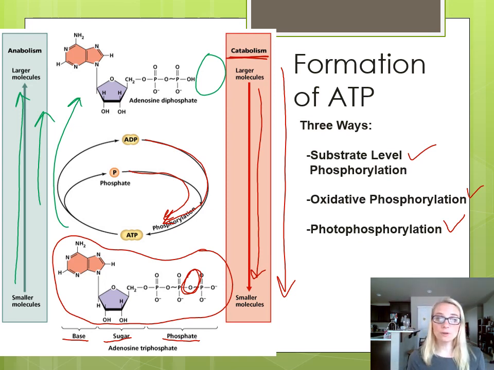All right, so that's our overview of what is metabolism, some basic statements to lay the groundwork, your understanding of redox, and your understanding of how ATP works. So we will jump into cellular respiration with glycolysis, which is going to be our next video.